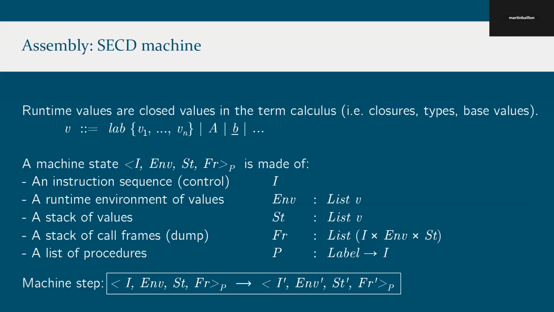Everything is very basic. And a machine state is, of course, a control, environment, stack, and what they used to call the dump. I think a more modern name is a stack of function call frames, where this I is a set of instructions. Environment and stack are the runtime environment and temporary computations, the list of runtime values, and this frame is basically a stack where you store the call frames. And I also have a mapping list of procedures that maps function labels to instructions, and a machine step is written in this form.